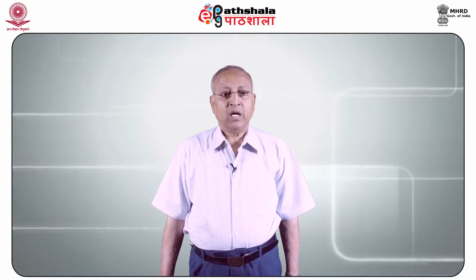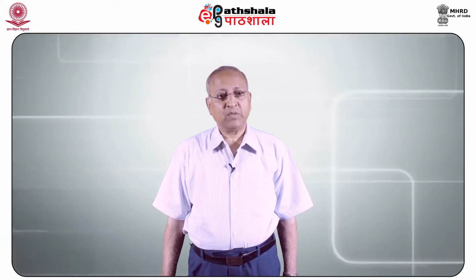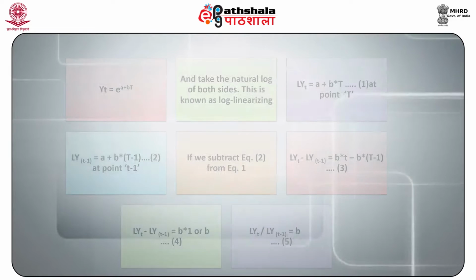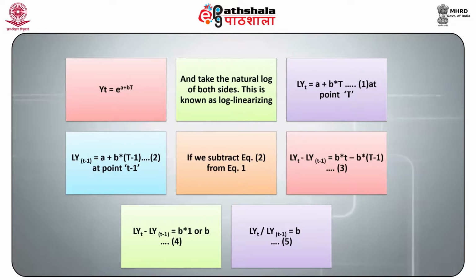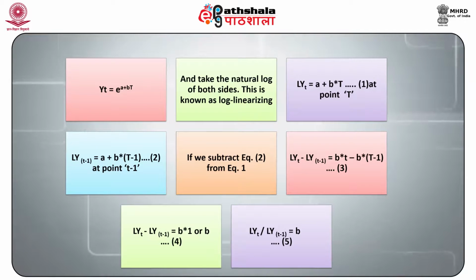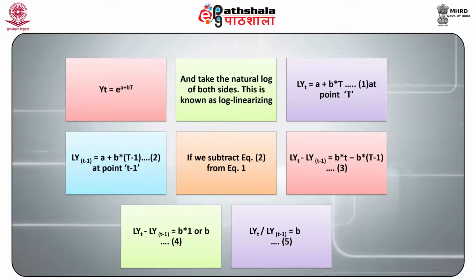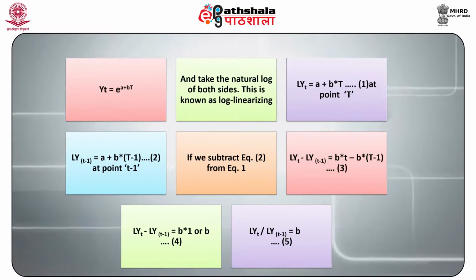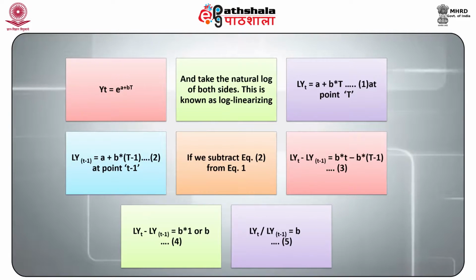Growth rates. How do we compute the growth rate with the help of an exponential function? Once again, we consider the function y_t = e^(a plus bt). Taking the natural log of both sides, we arrive at the log linearized version of this exponential function, which is L y_t = a plus b times T. Please note that here capital T is not the subscript, but it is a variable which stands for time.